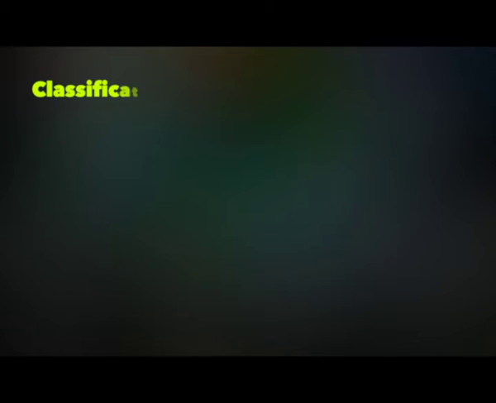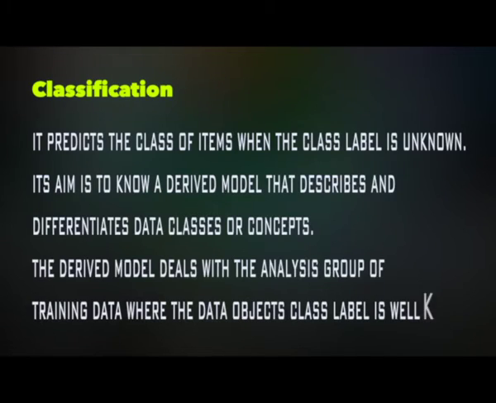The functions involved in these processes are as follows. The first one is classification. It predicts the class of items when the class label is unknown. Its aim is to find a derived model that describes and differentiates data classes or concepts. The derived model deals with the analysis of a group of training data where the data object's class label is well known.